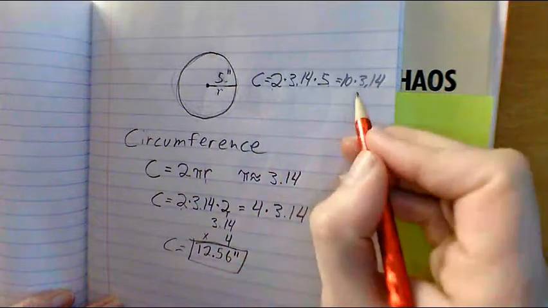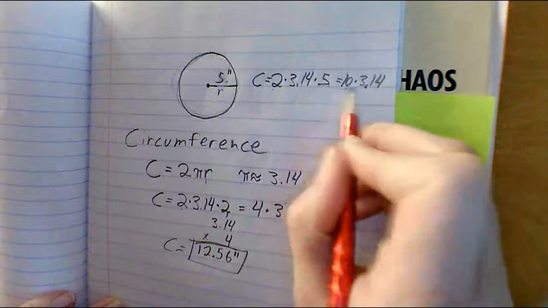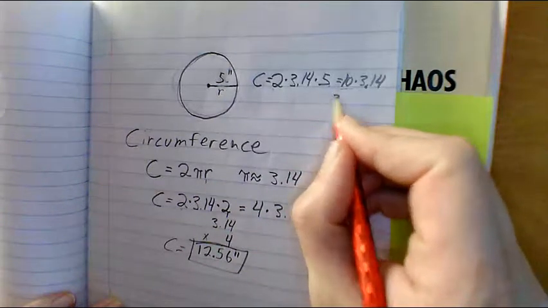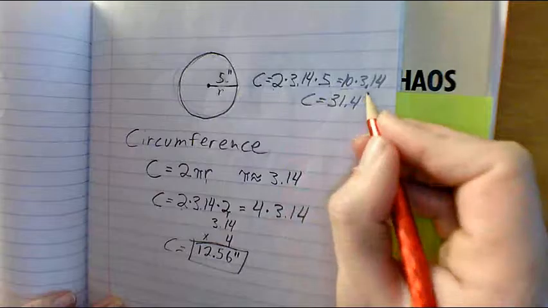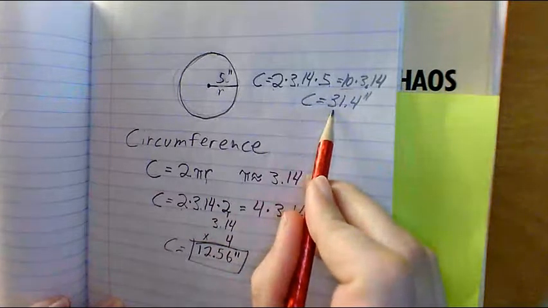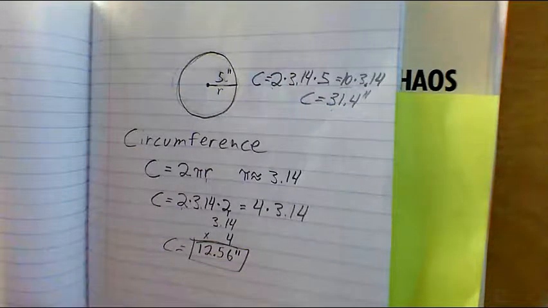10 times 3.14. That's super duper easy. All I have to do is move the decimal over one place because I'm multiplying by 10. So that would actually be 31.4. So in this case, circumference would be 31.4 inches. So that's with radius.